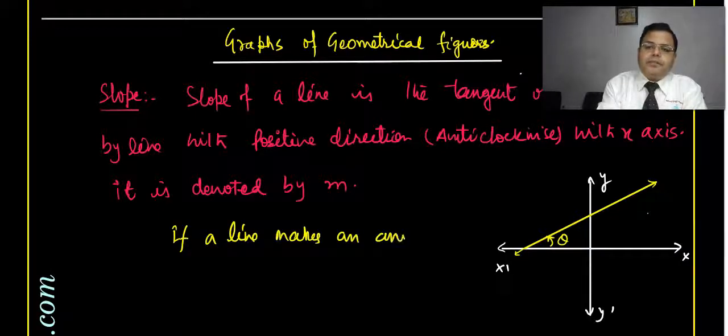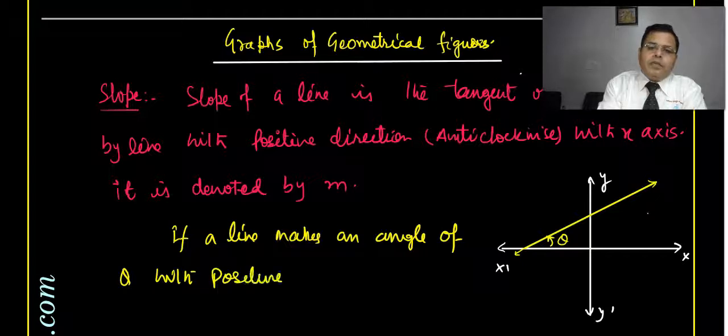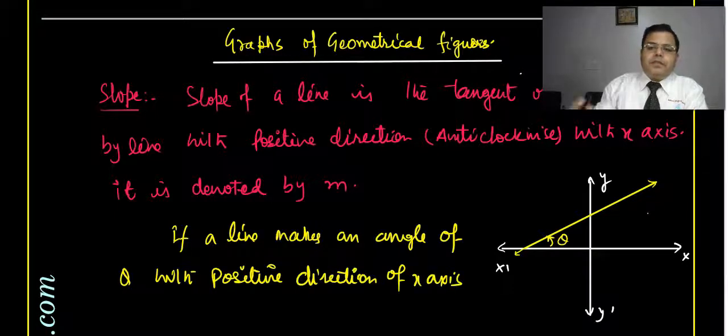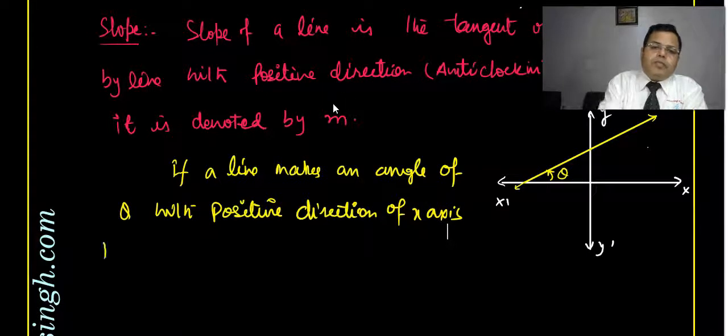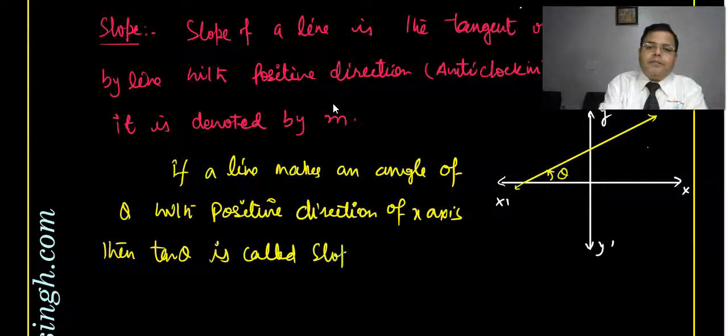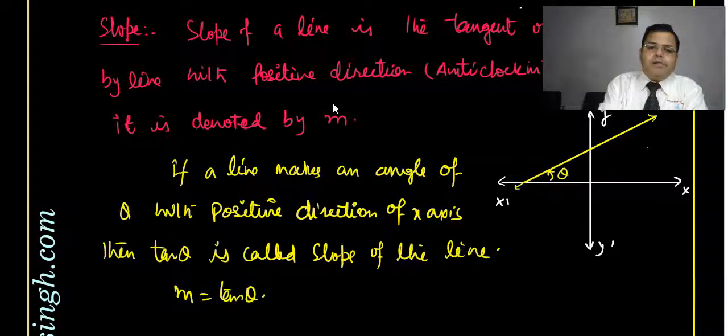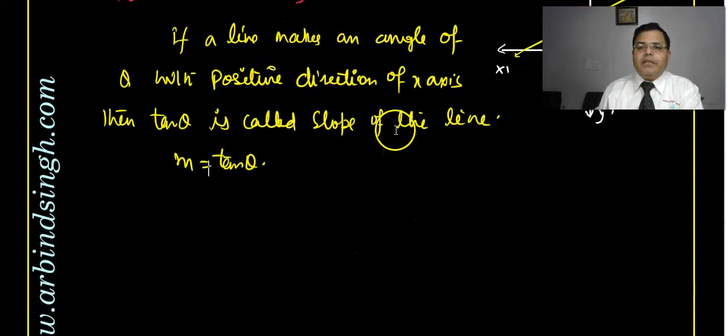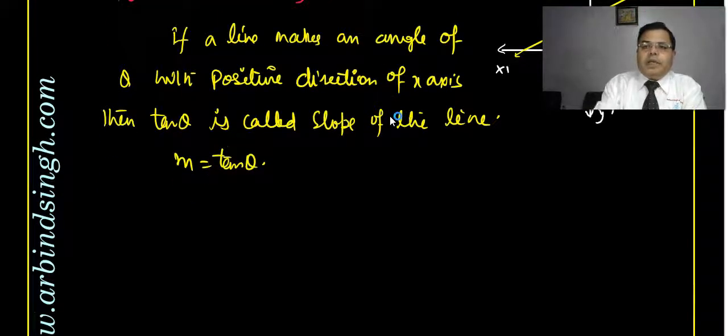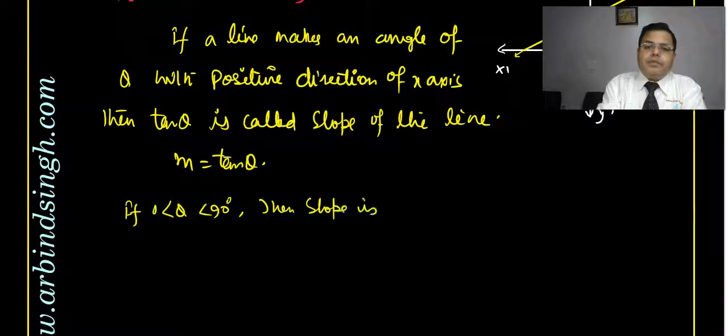If a line makes an angle of theta with the positive direction of the x-axis, then tan theta is called the slope of the line, and hence slope is m and that is equal to tan theta. Slope can be positive or can be negative. Here slope is positive. If theta is less than 90 degrees, then slope is positive.